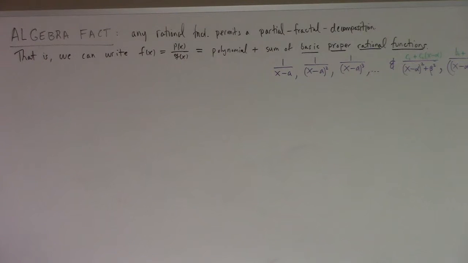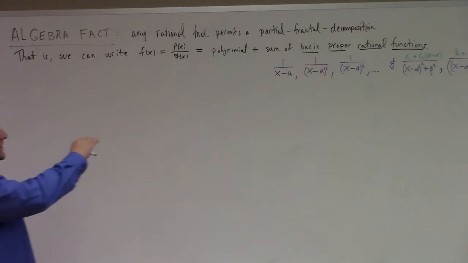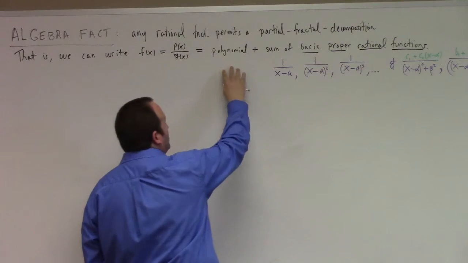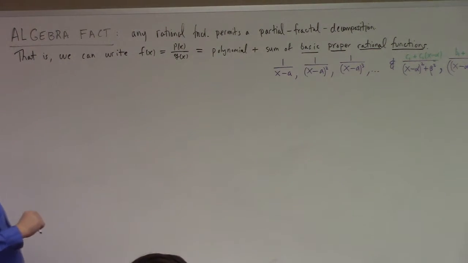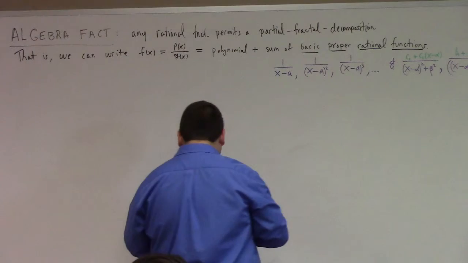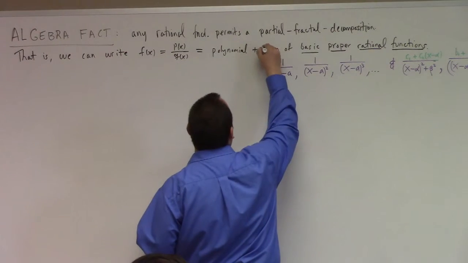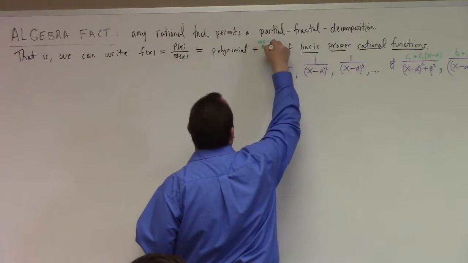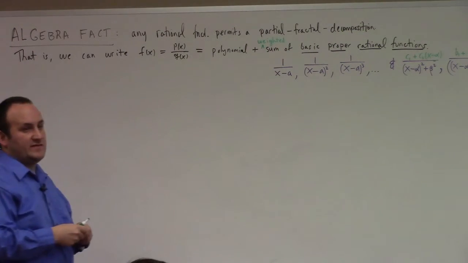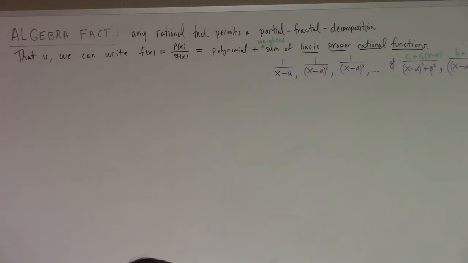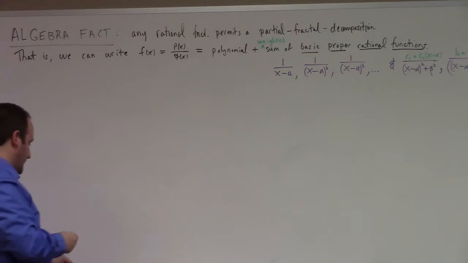That is, I can write any rational function, p of x over q of x, as a polynomial plus a sum of basic proper rational functions. And I really should say, there's a word missing there: a weighted sum. You could say it as a linear combination of basic proper rational functions, which is a more educated way of saying that. So what's the process? Let me just outline the process for you.